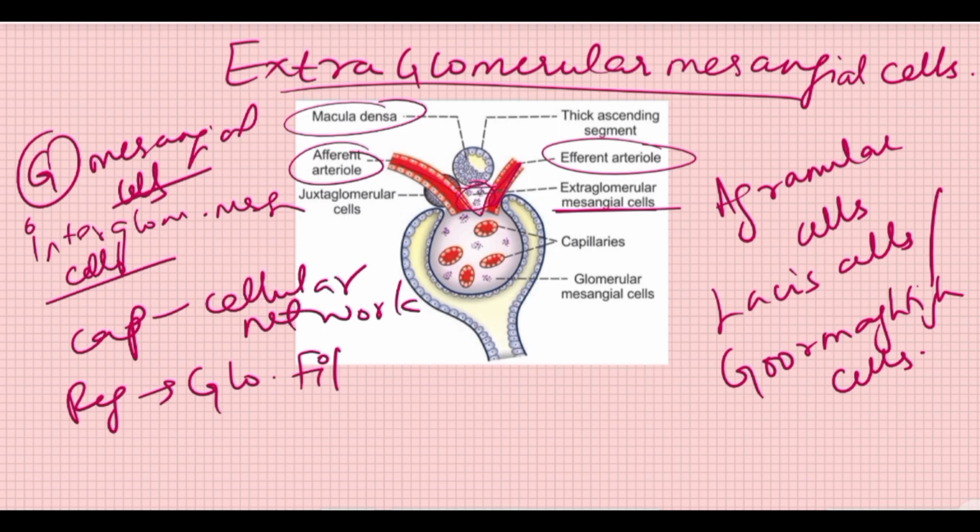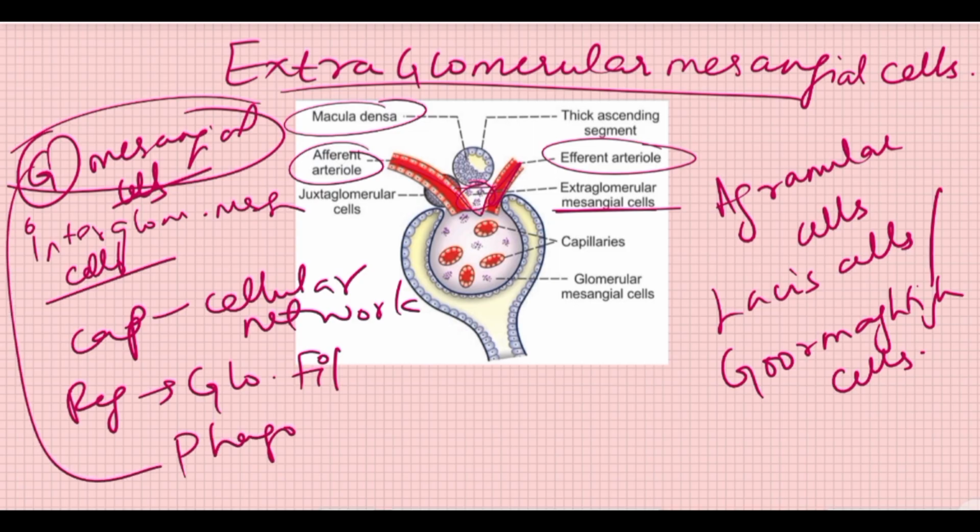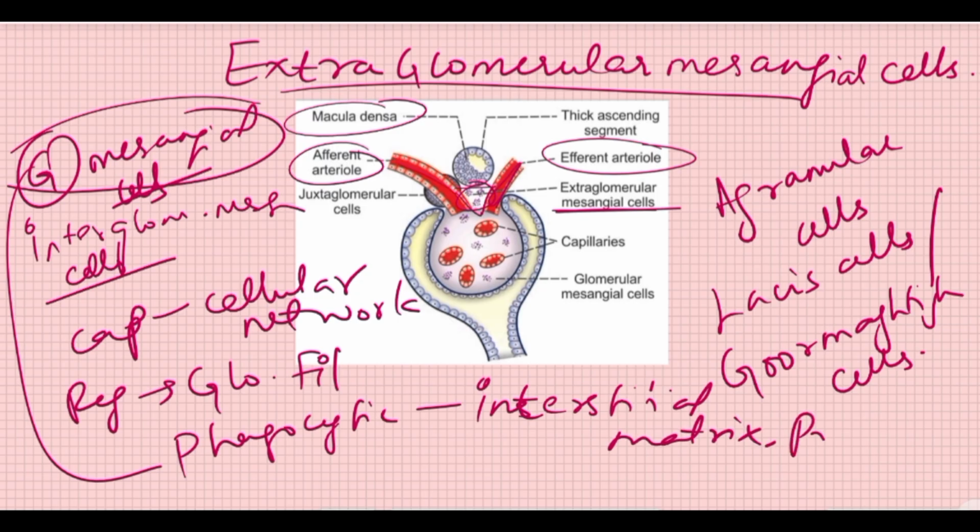Glomerular mesangial cells are phagocytic in nature. These cells also secrete intraglomerular interstitial matrix, prostaglandin and cytokines. So once again I will repeat all these things.